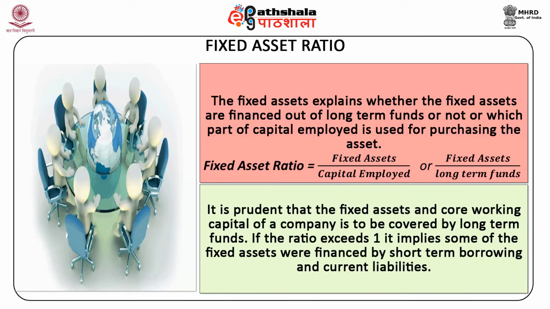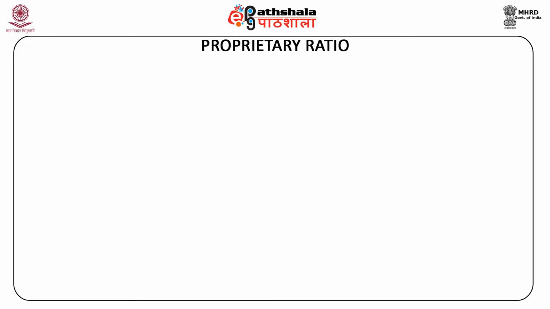It is prudent that the fixed assets and core working capital of a company are to be covered by long-term funds. If the ratio exceeds 1, it implies some of the fixed assets were financed by short-term borrowing and current liabilities. Proprietary ratio.